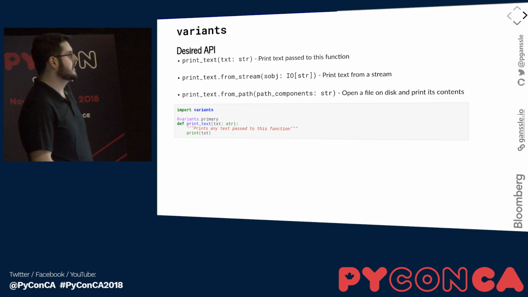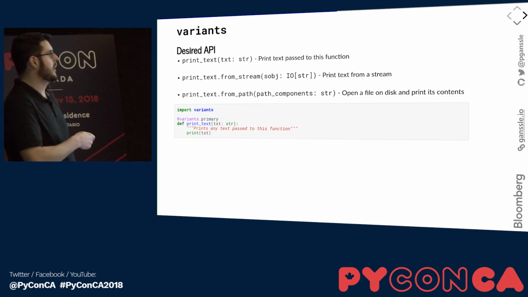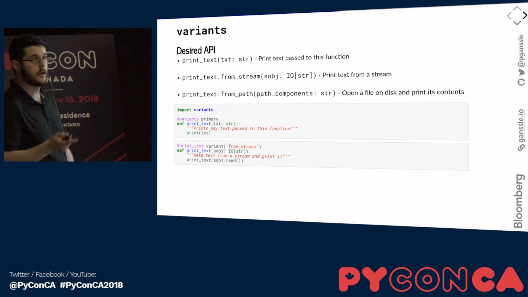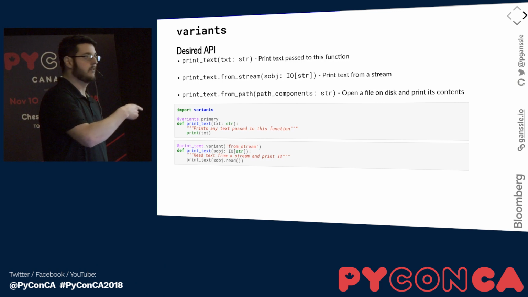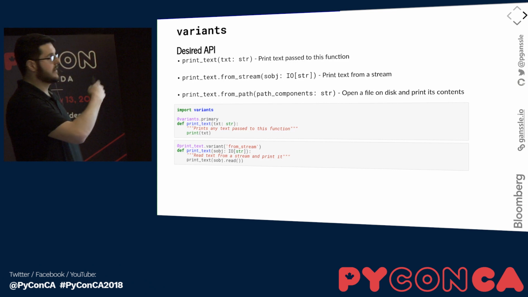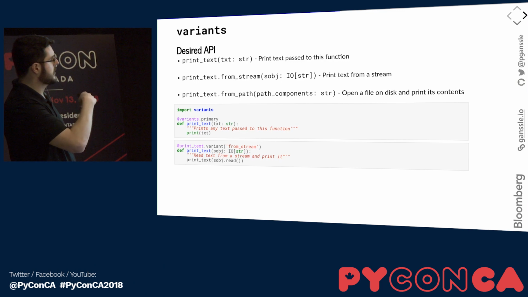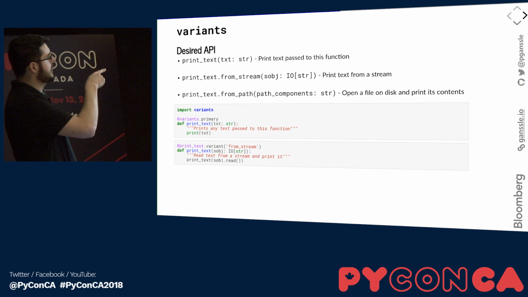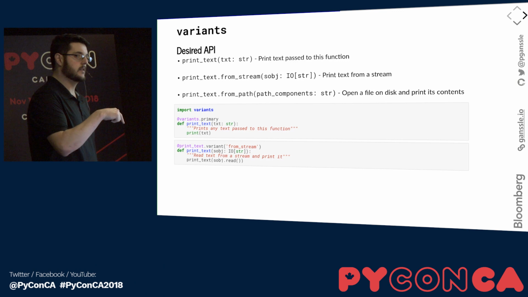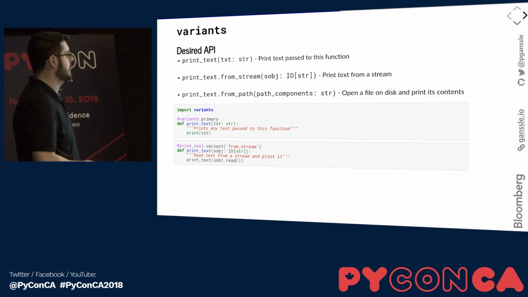The library is called variants, and how it works is you take your primary and you decorate it with variants.primary. This works kind of like the property decorator in that the function itself then picks up a decorator. So you do print_text.variant and then the name of what the variant is going to be, and you decorate another function with the same name but a different signature. Here I've implemented the primary that just prints whatever you pass it. I've implemented its first variant, fromStream, which reads the value of the stream and then passes it to the primary. So these variants can call the primary function.